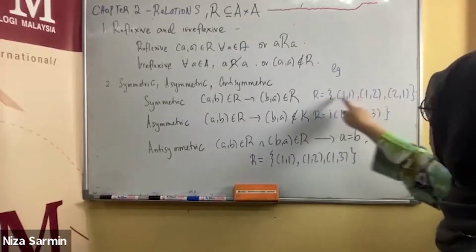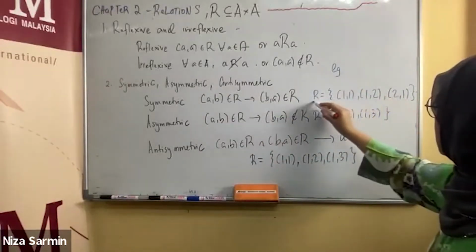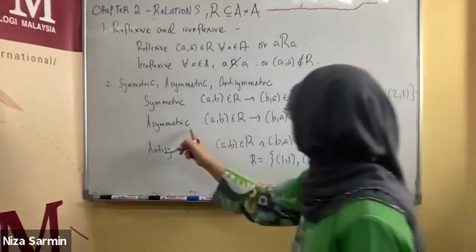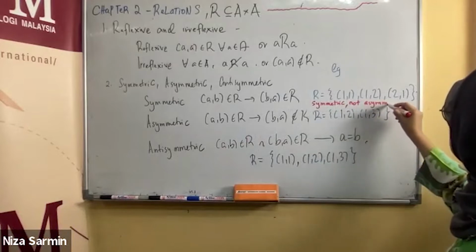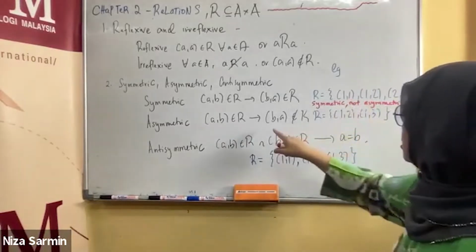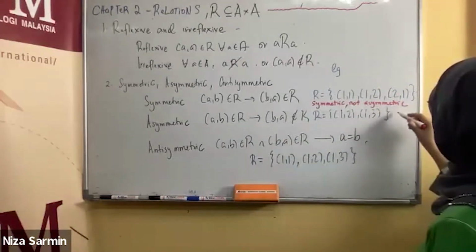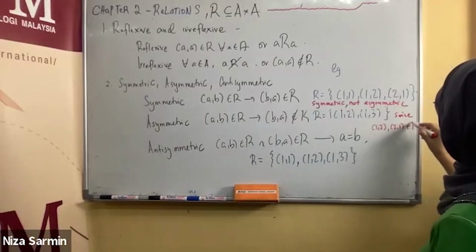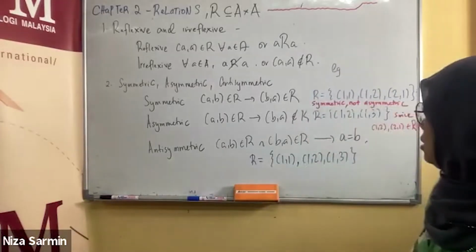So this one, let's go through the whole thing. So this one is symmetric. Is it asymmetric? Not asymmetric. Since, you have to write the reason. Not asymmetric since 1, 2 in R and 2, 1 in R. Because the condition is it cannot be both, right?